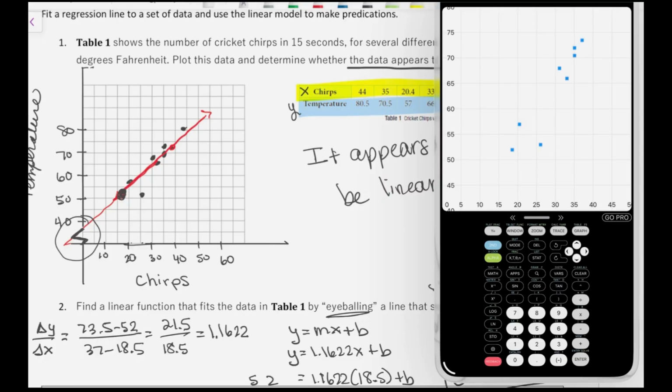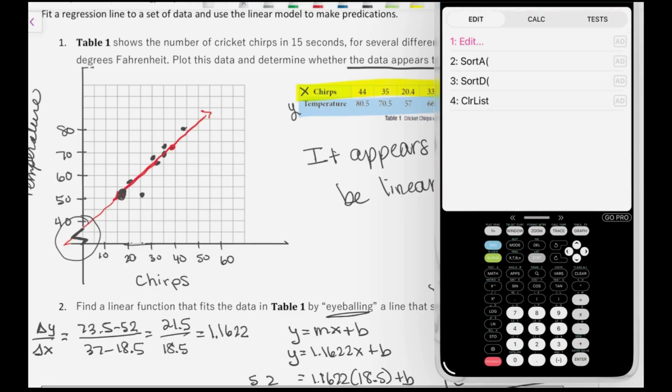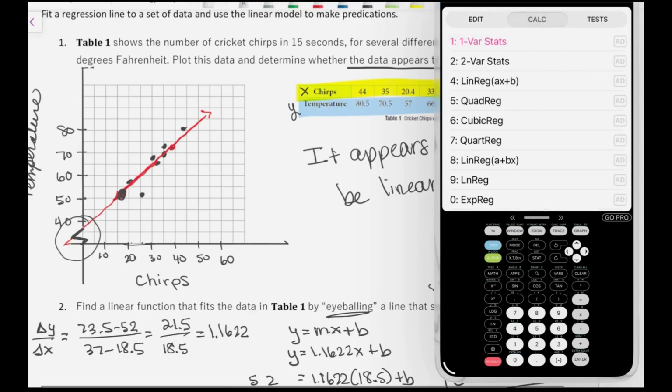Now we're trying to get our calculator to do a line of best fit for us. So here's how we're going to do that. You're going to go back to that stat. You're going to notice we did edit before, but now we're going to go over to calculate. And we're going to look down our list. I like number 4 in my list, which says lin regression, ax plus b. Well, that's linear, so I want number 4.